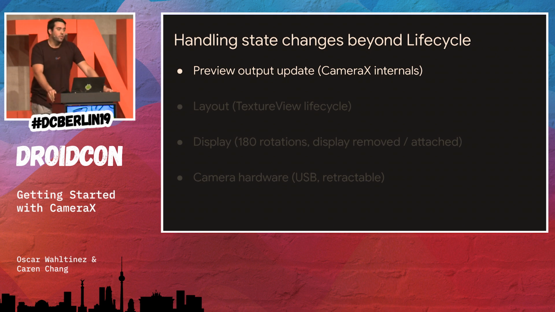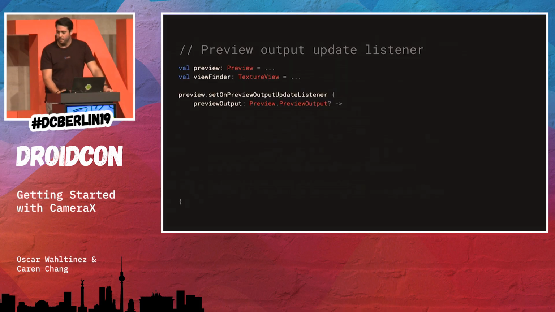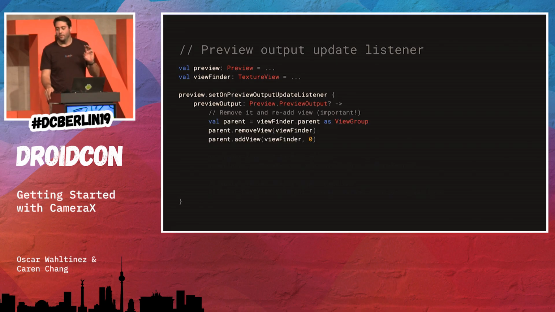We're going to cover each one of these one at a time in a little more detail. The first one is the preview output update. Say that 3 times fast. So starting with a preview use case that you have built using the builder as Caren showed, and you have your texture view, which is the viewfinder, whatever you're going to show that preview. You set up the listener. And then the listener is going to trigger whenever the CameraX library has deemed that the preview is ready to use. You get this preview output object.